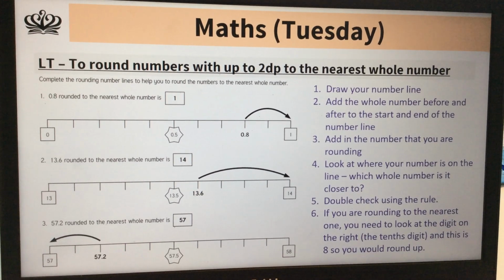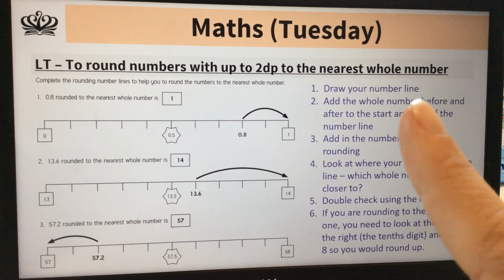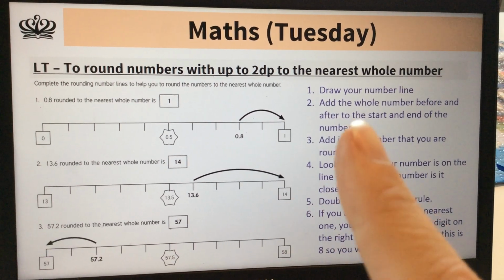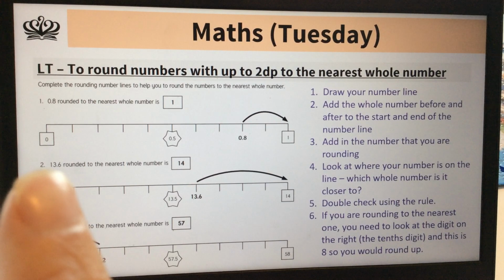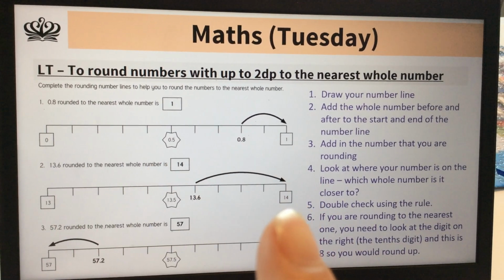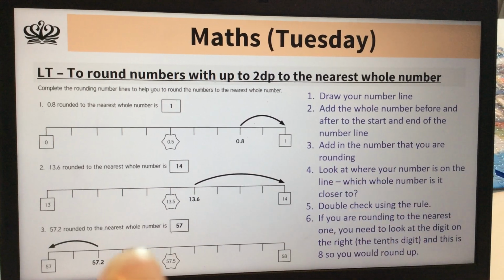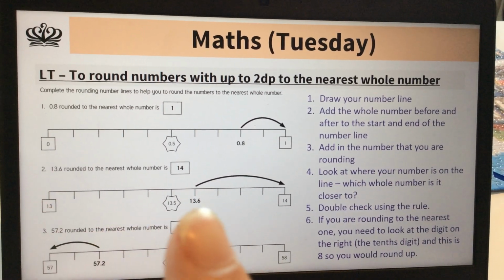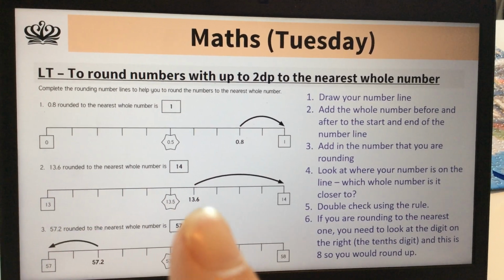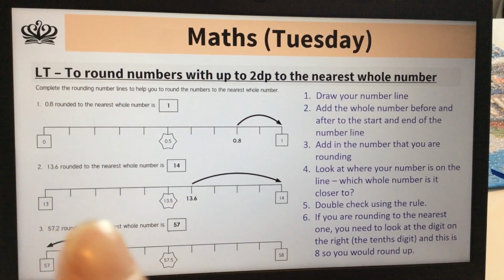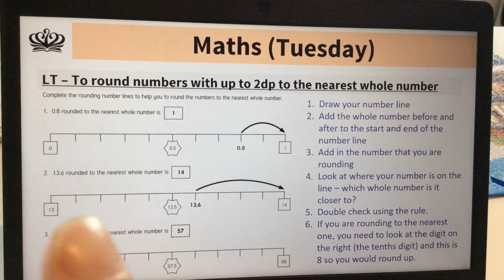This one, 13.6, so following the list of instructions, draw the number line, add the whole number before and after, so 13 would be the number before 13.6 and 14 would be the next whole number, okay? Add in the number that I'm rounding, 13.6, so I've got my 10 little spaces, little intervals, and 13.6 would be there. I can visually see that that is closer to 14 than it is to 13.